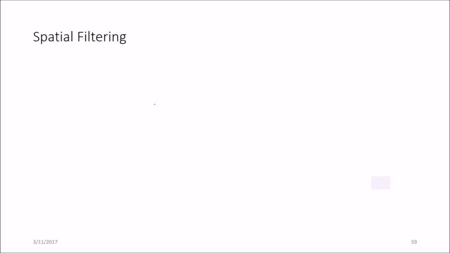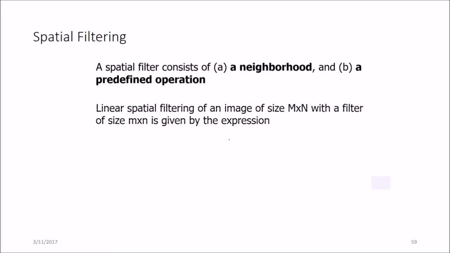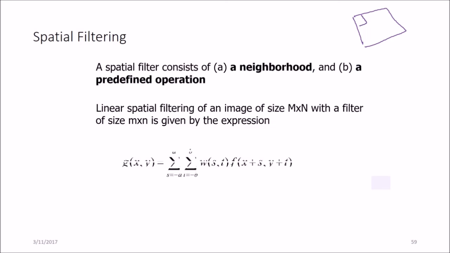Now we come to spatial filtering. What is spatial filtering? A spatial filter consists of a neighborhood and a certain predefined operation. Linear spatial filtering of an image with a filter of size m by n, we give the expression like this: we apply w(s,t) with f(x plus s, y plus t), where s goes from minus a to a and t goes from minus b to b, and this is the transformed image.